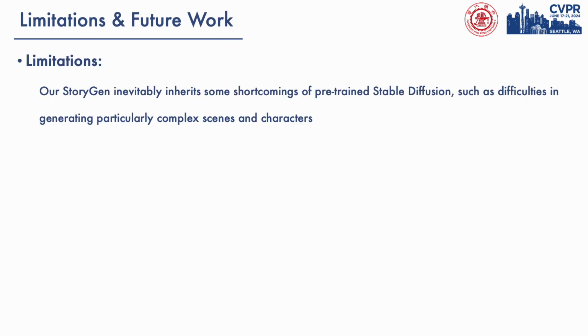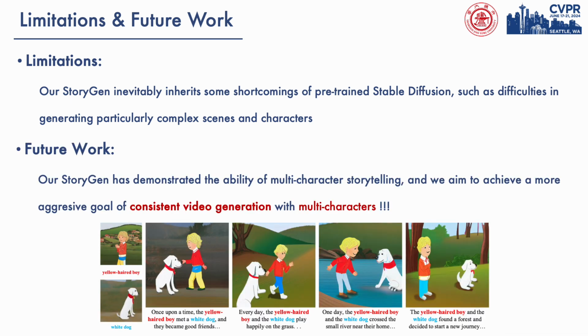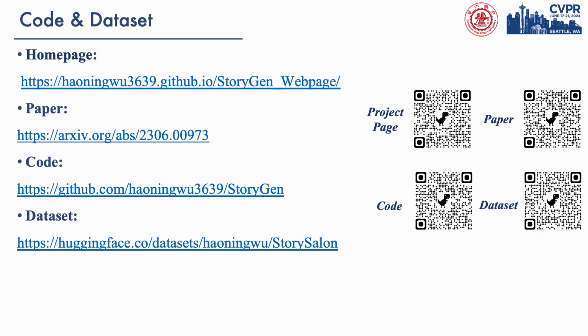For limitations, our StoryGen inevitably inherits some shortcomings of pre-trained Stable Diffusion, such as difficulties in generating particularly complex scenes and characters. Our StoryGen has demonstrated the ability of multi-character storytelling, and we aim to achieve a more aggressive goal of consistent video generation with multi-characters. We also release our dataset on Hugging Face and code on GitHub. That's all. Thanks for your attention.